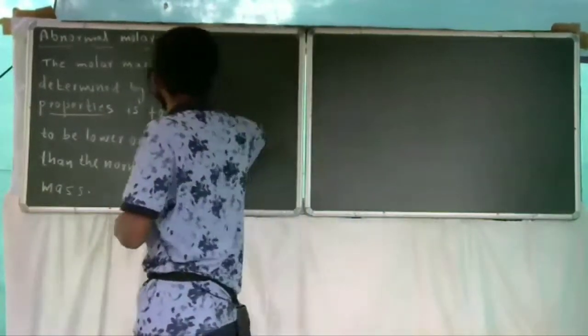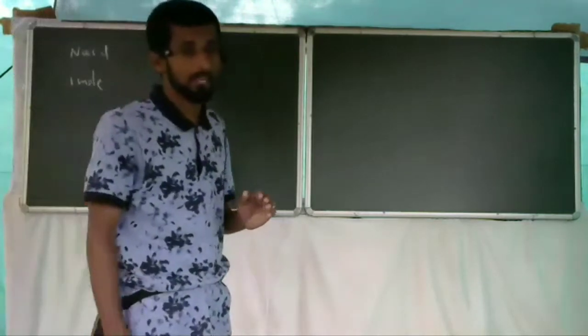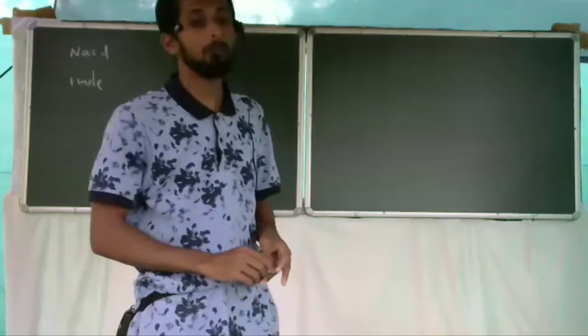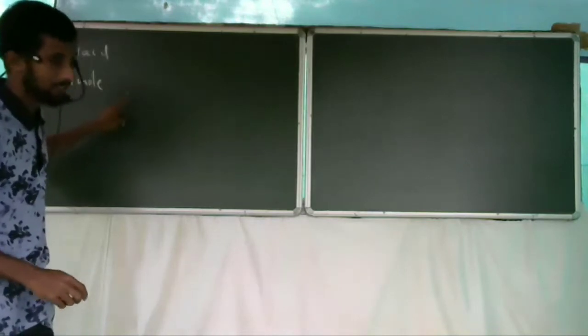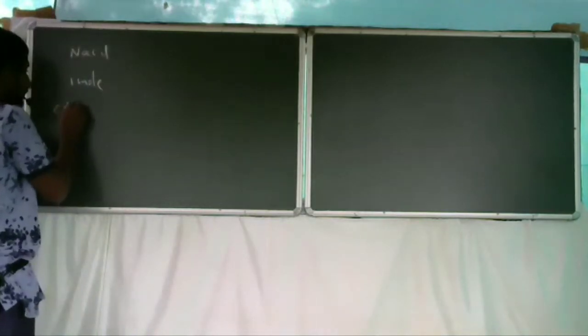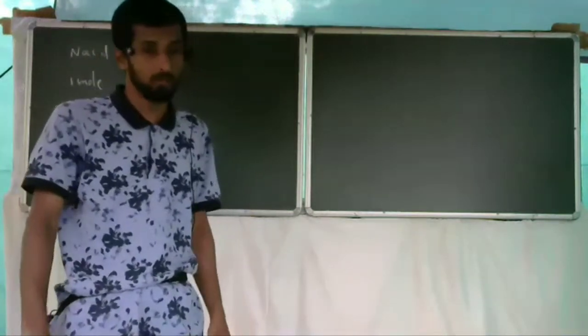Now take NaCl, 1 mole of NaCl. Colligative properties are properties of a dilute solution which depend on the number of particles, right? Here we have 1 mole of NaCl. Theoretically we are assuming we have only 1 mole of NaCl, nothing but 6.023 into 10 to the power of 23 sodium chloride molecules.